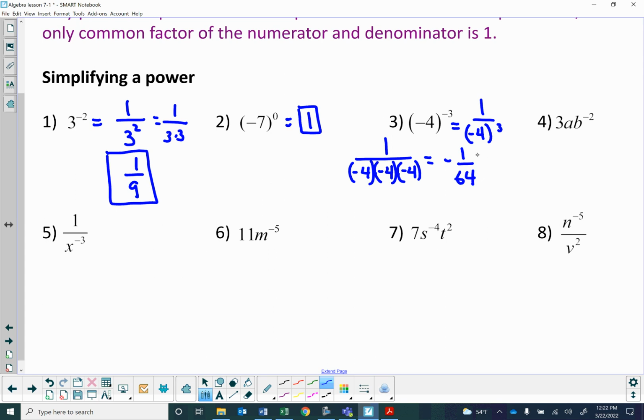It doesn't matter where that negative sign goes. It can go on the top number, it can go on the bottom number, or it can go in the middle. As long as one part of your fraction is negative, the entire fraction is negative.